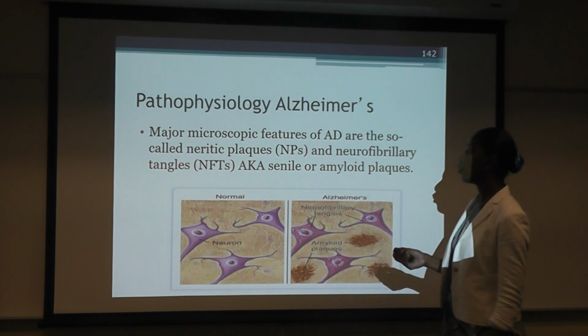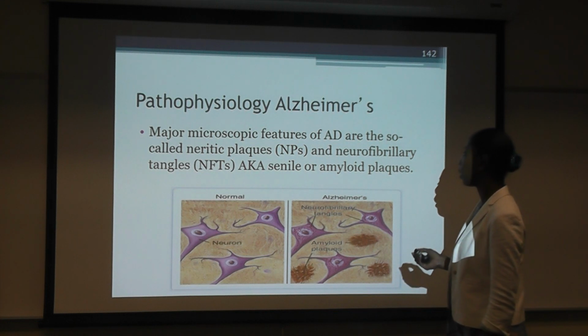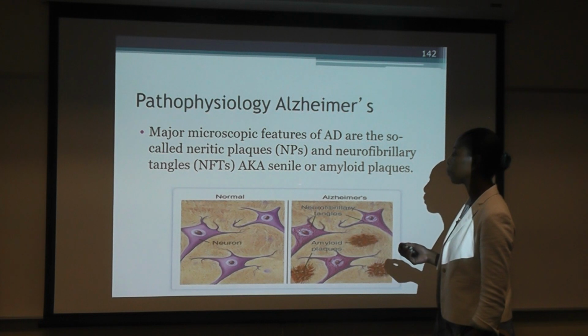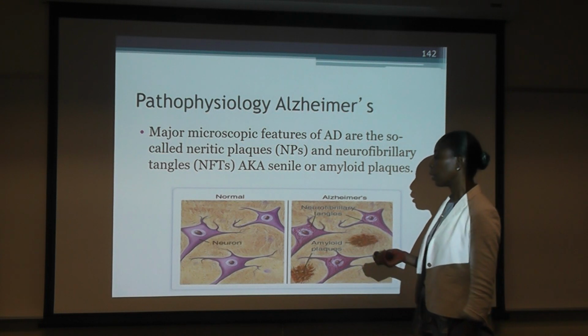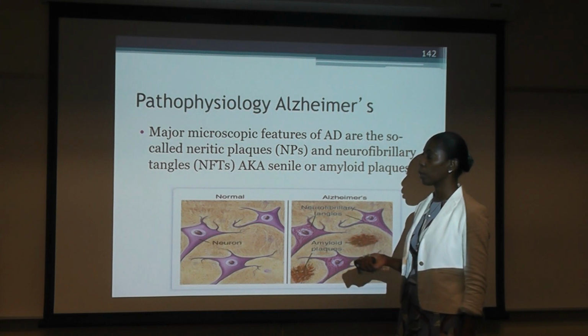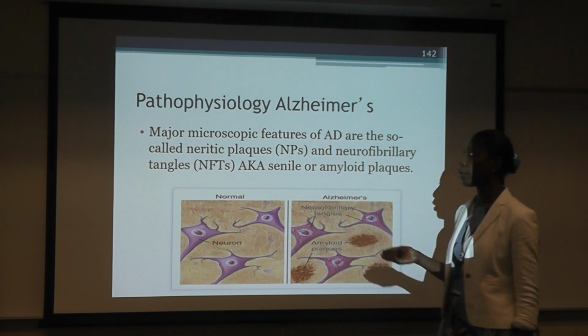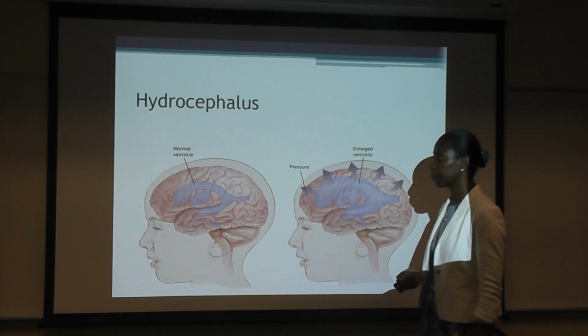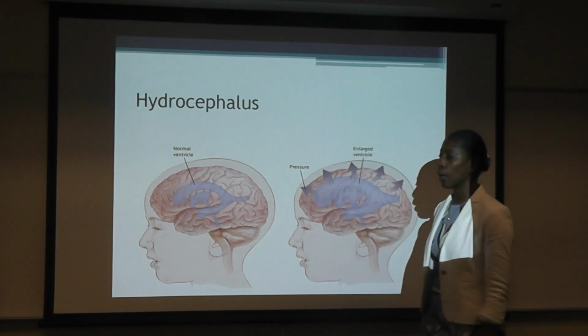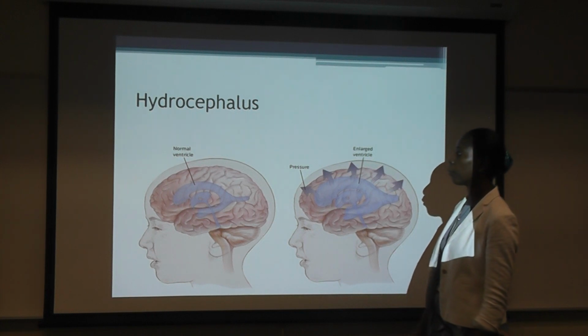Again, these are the neuritic plaques or neurofibrillary plaques or senile amyloid plaques. These are a lot of the hypotheses that are associated with the possible causes or pathophysiology of the disease. All right, we're almost there. Hang in there with me for a little while longer.